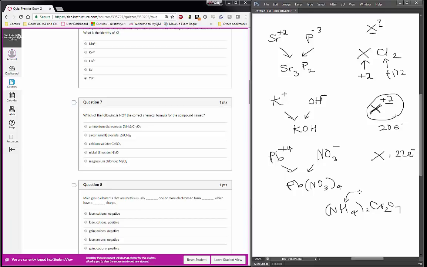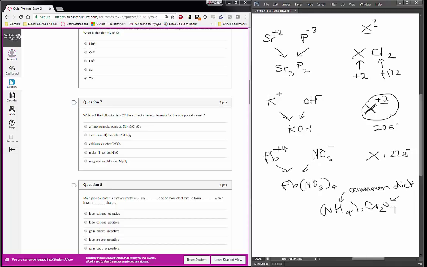So NH4Cr2O7, NH4 plus is the ammonium polyatomic ion. Cr2O7 is the dichromate polyatomic ion. And when we name ionic compounds with polyatomic ions, we just name those polyatomic ions. So that really is just ammonium dichromate. And yes, that's what they include here.